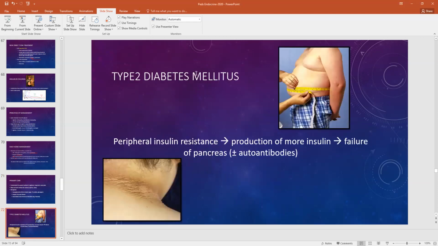Okay, diabetes mellitus type 2 can cause peripheral insulin resistance to the surrounding tissues. It can cause a failure of the pancreas, secondary to autoantibodies, to secrete insulin as well. These are some of the clinical manifestations.